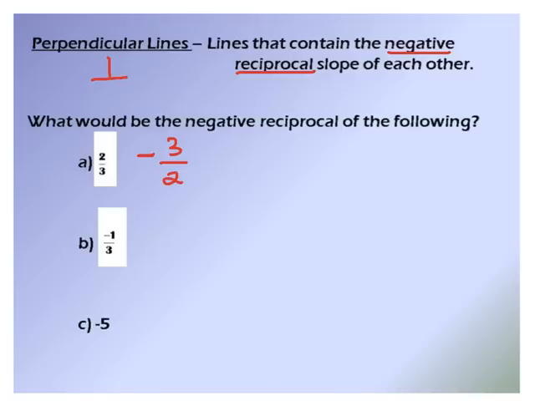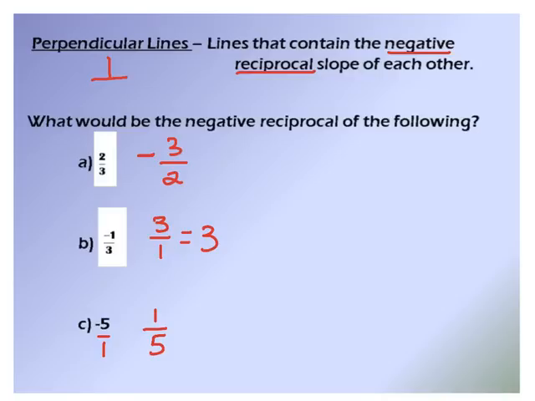So when we look at example B, -1/3, since it's already negative, the opposite's going to be a positive. We're going to flip our fraction upside down, which would be 3/1, but we always simplify, so that's just going to be 3. And in C, we're given the whole number, -5, so the opposite value of -5 is a positive. That's really 5/1, so when I flip it, I get 1/5. The negative reciprocal of -5 is 1/5.